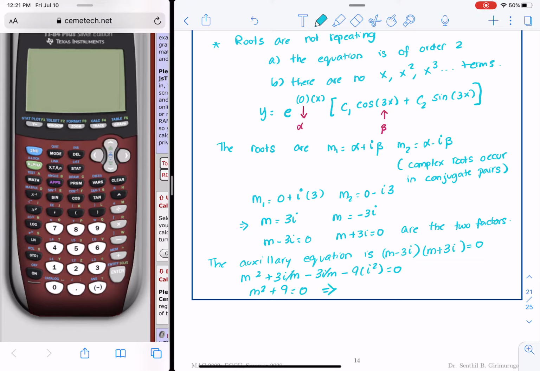So I see m squared, so I'm going to put a second derivative. And I don't see an m term. An m term would result in a first derivative. Since there is no m term, I'm going to write it as 0 times y prime, and 9 times y equals 0. So the dE is y double prime plus 9y equals 0.